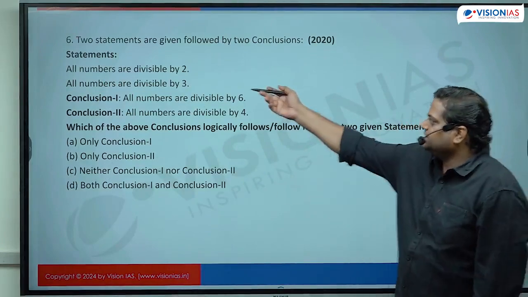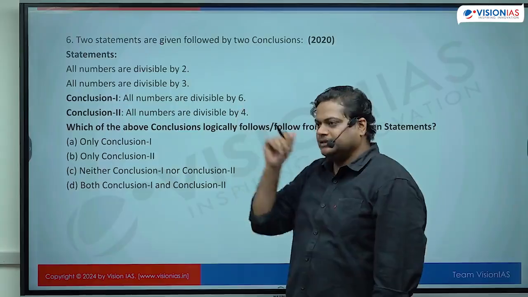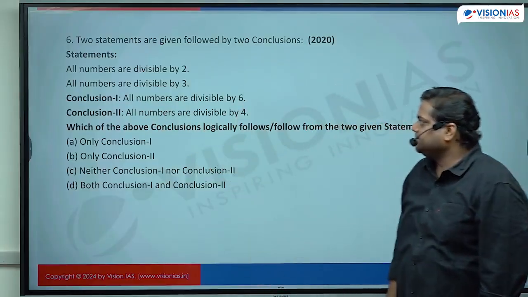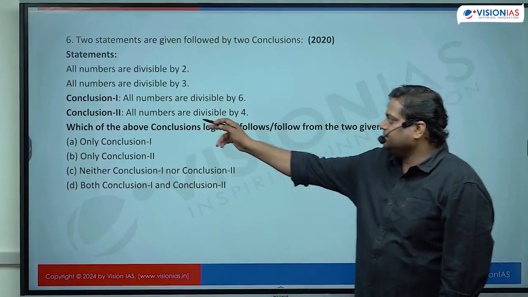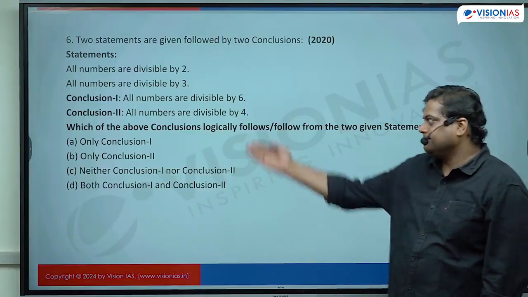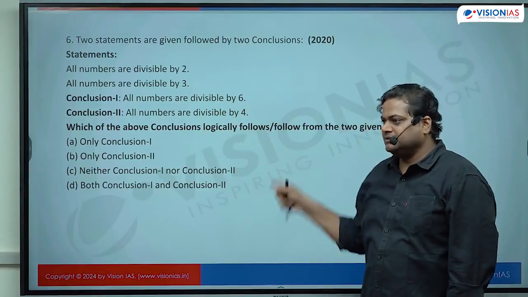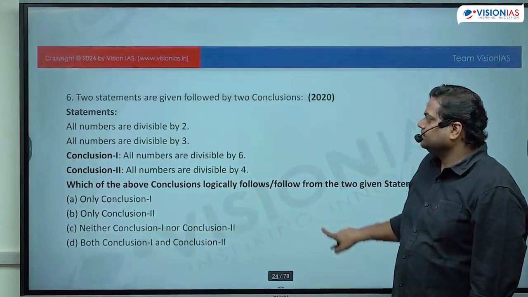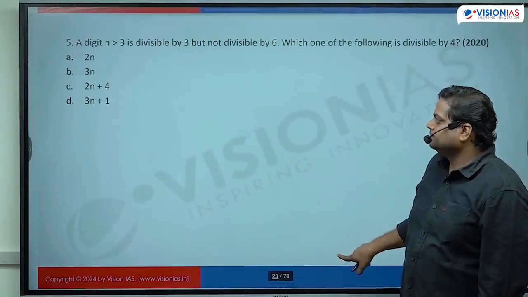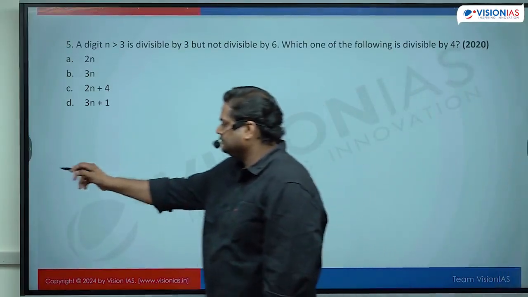कि all the numbers are divisible by 2, all the numbers are divisible by 3. First conclusion. Second, all the numbers are divisible by 6, all the numbers are divisible by 4. This we have discussed, I guess. ये करा था discussion. See this question.